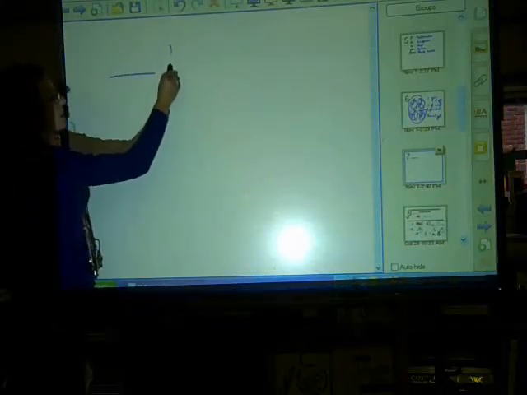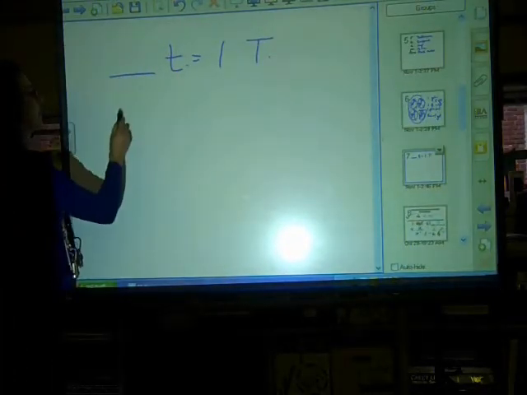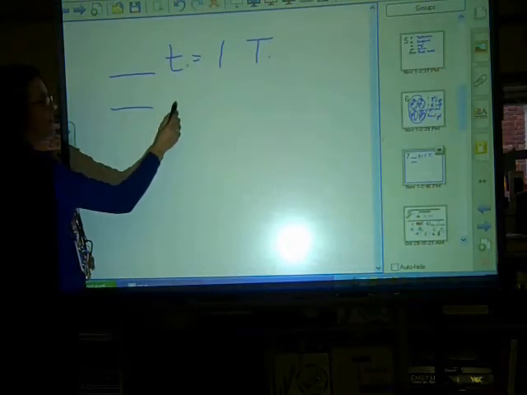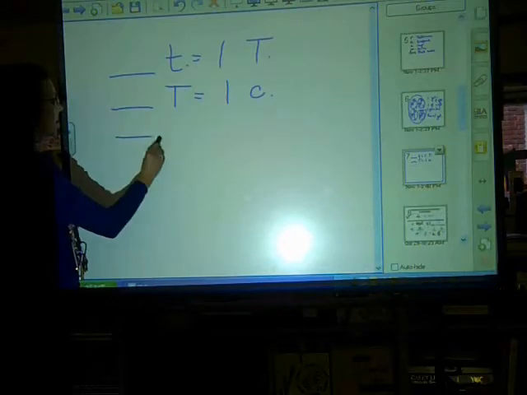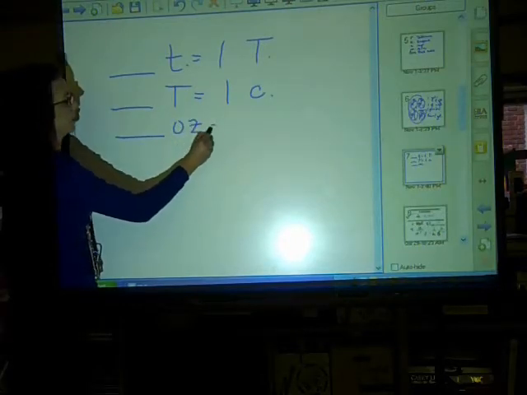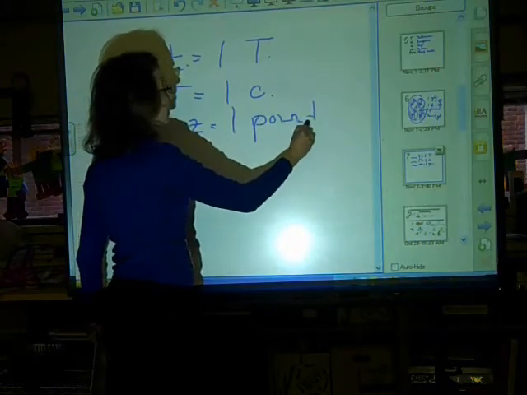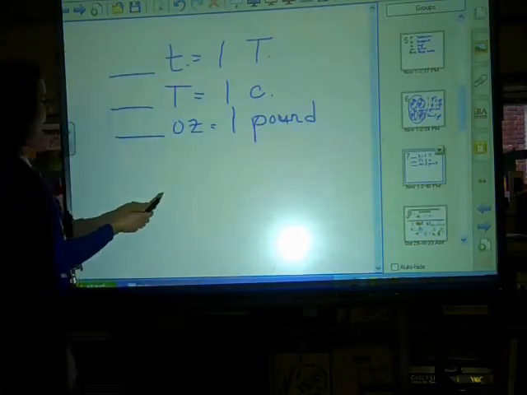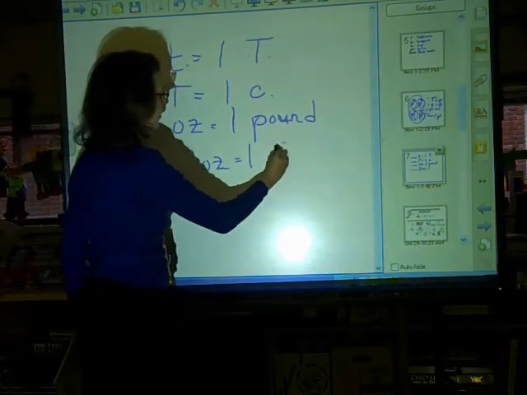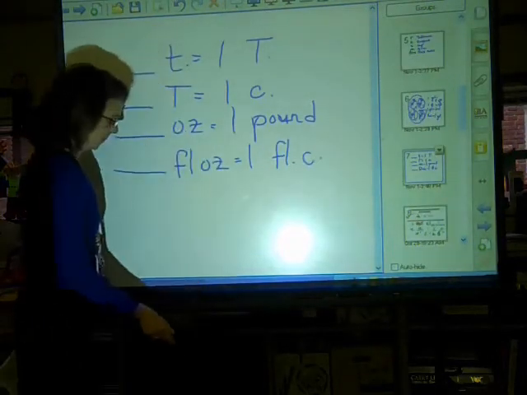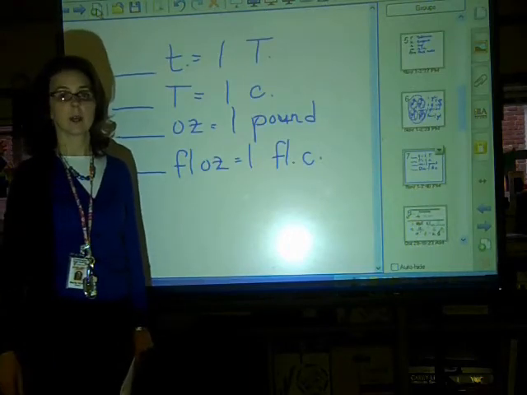You should know how many teaspoons are in a tablespoon. You should know how many tablespoons are in a cup. You should know how many ounces are in a pound. And you should know how many fluid ounces are in one fluid cup. Take a minute, write it down, pause me, and then we'll come back and check it.